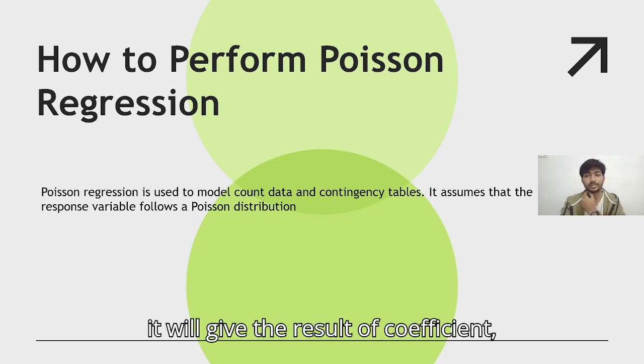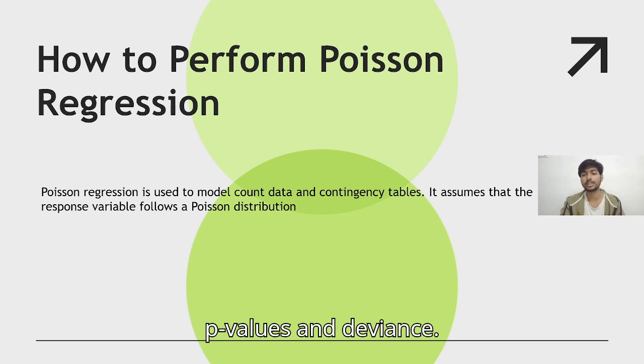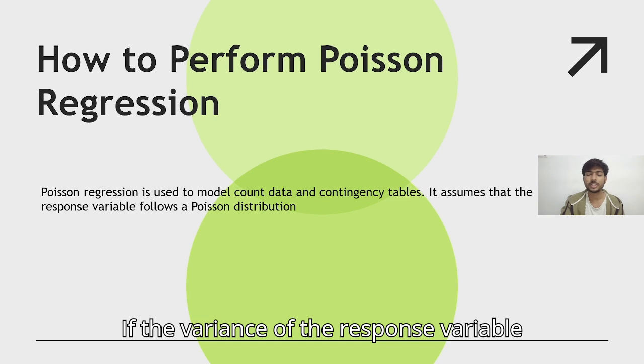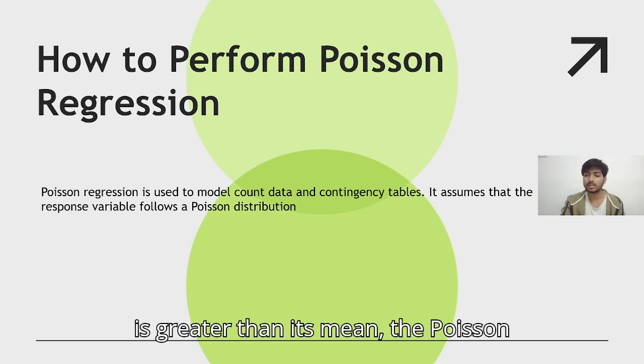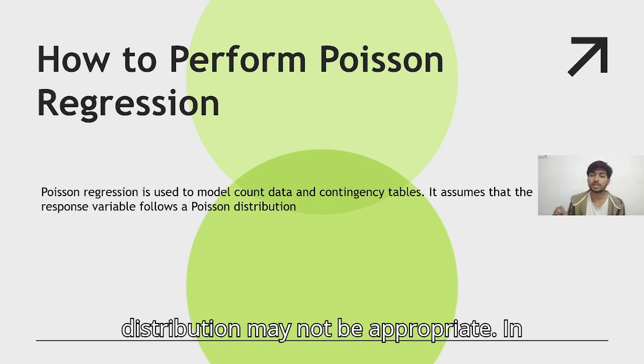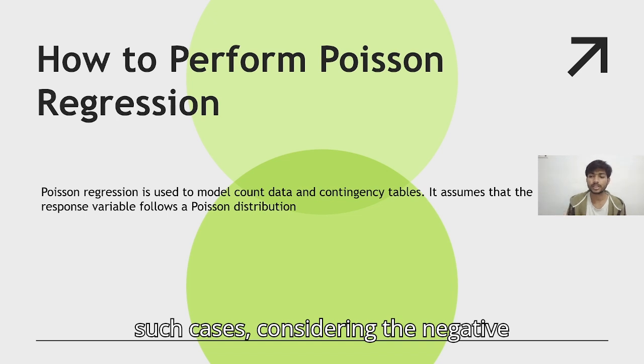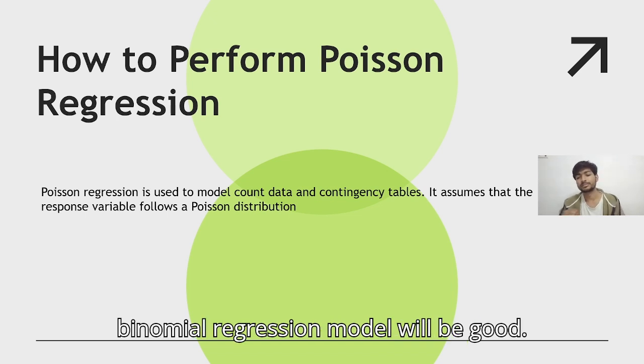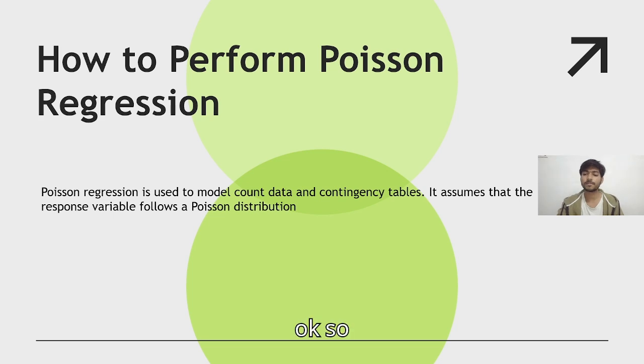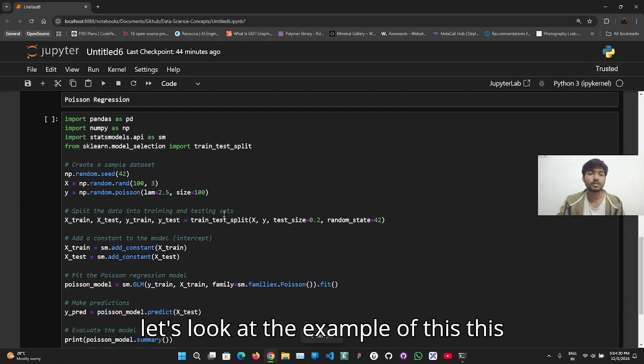So it will give the result of coefficients, p-values and deviance. If the variance of the response variable is greater than its mean, the Poisson distribution may not be appropriate. In such cases, considering the negative binomial regression model will be good. Okay, so let's look at the practical example of this.